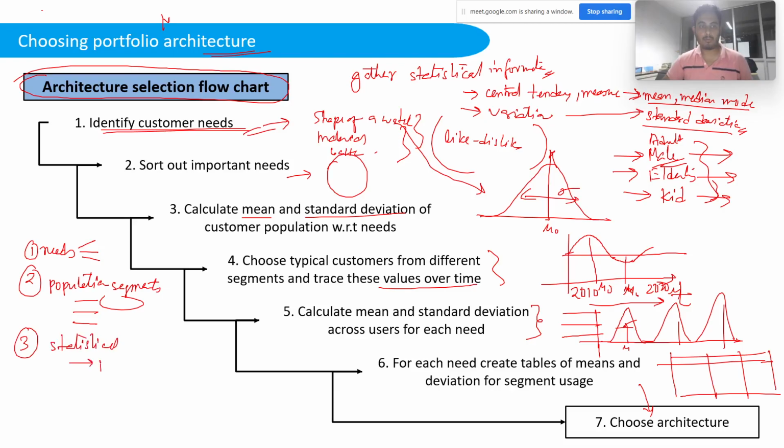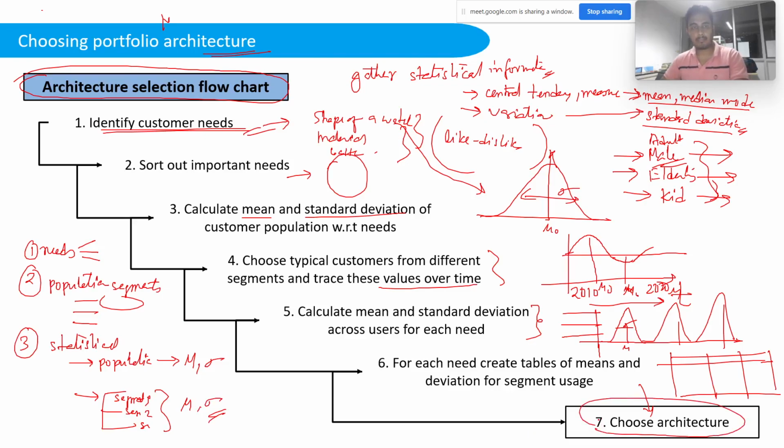One is on the population and one is on these individual segments: segment 1, segment 2, segment 3. For the population we gather information on mu and sigma. Similarly for all these three segments we gather mu and sigma individually. And we use this information to choose a particular architecture. So let me explain how.